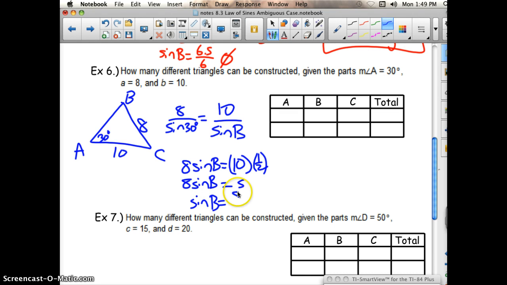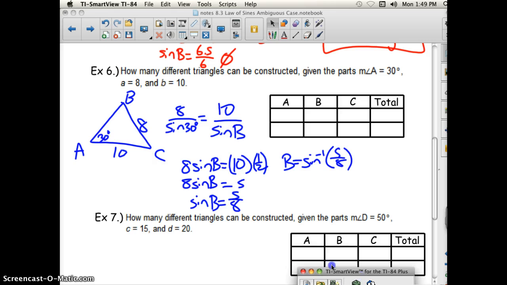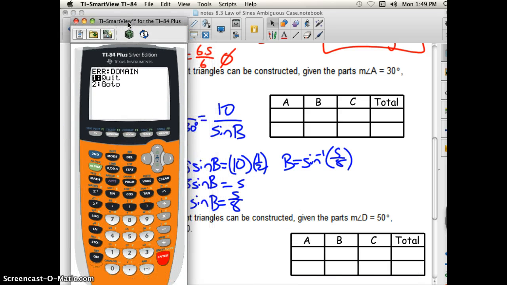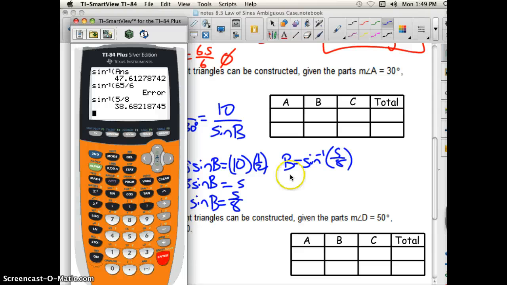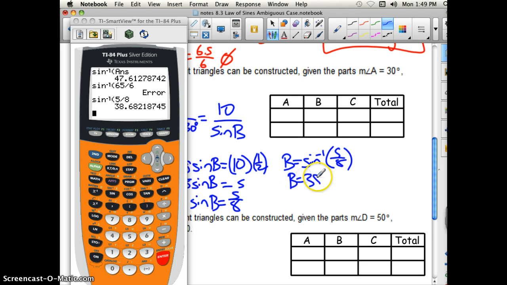Now I'm getting something that looks like a more reasonable answer. Sine of B equals 5/8. So here we go. My B is going to be the arcsine of 5/8. Now keep in mind, this is going to give me an acute angle B. There's another possibility, B might be obtuse. So I'm going to try the arcsine of 5/8, and I get 38.7, to the nearest tenth. So B equals 38.7.